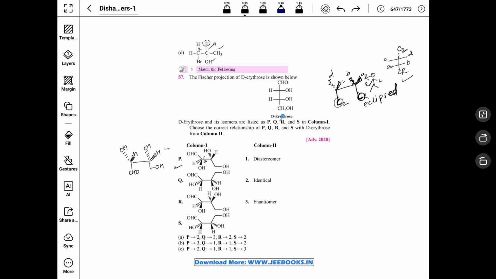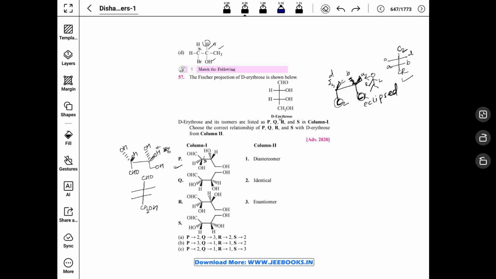Just you have to see the molecule from this side. This is your eyes, and you are watching the molecules through here. So what is going to happen now? This is CH2OH. You are watching through this, and the aldehyde will be on the top.